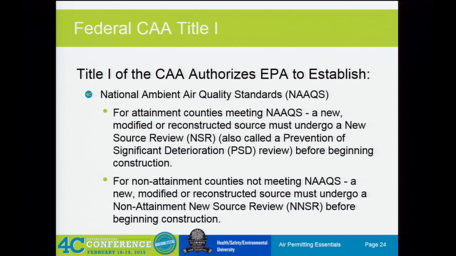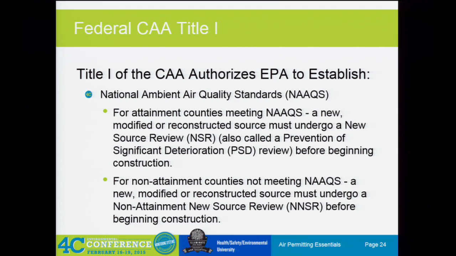Title I of the Clean Air Act also authorizes the EPA to establish national ambient air quality standards. That's one of the common themes that we've talked about thus far. So for attainment counties meeting national ambient air quality standards, a new or modified reconstructed source must undergo a new source review, also called the Prevention of Significant Deterioration review, before beginning construction. So that's the major groundwork for what we decide whether we need to obtain a federal permit or if we're looking at state only permits.